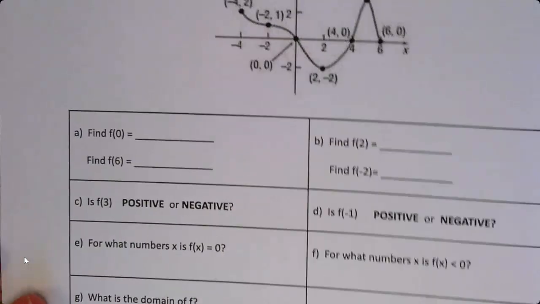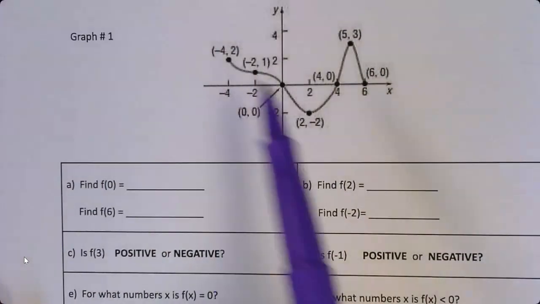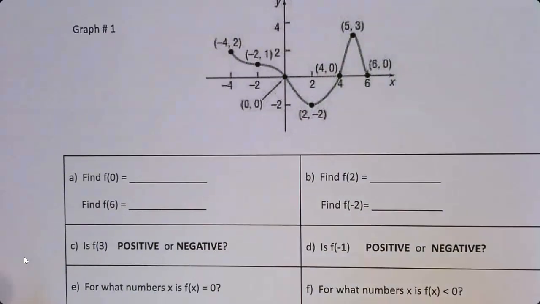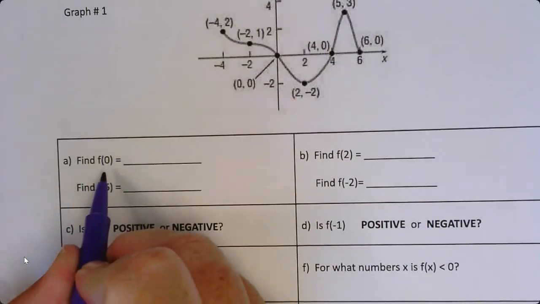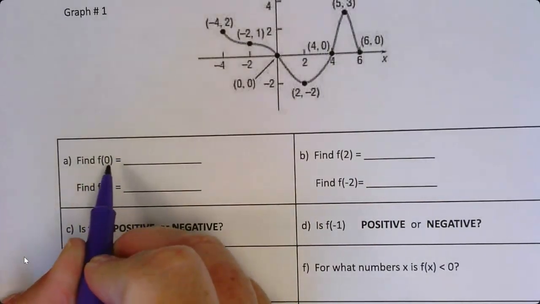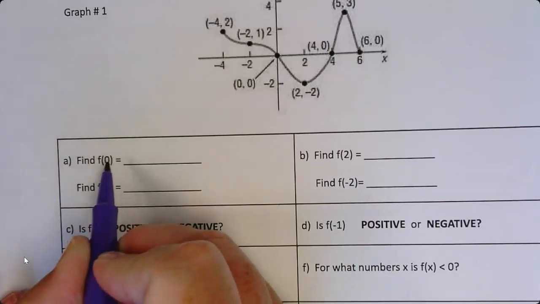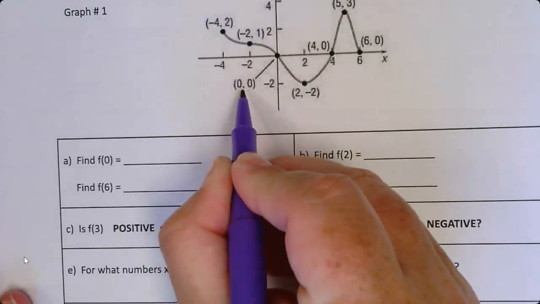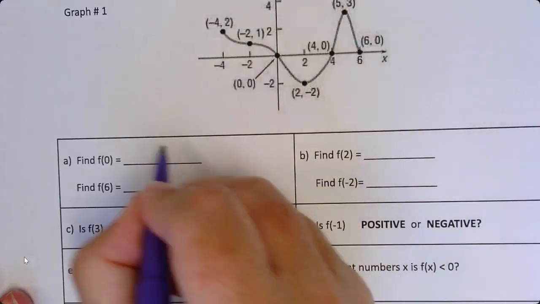Hey guys, so we're going to learn how to read this graph to answer these questions, okay? So here goes, find f of 0. What you're going to do is find when the graph touches x equals 0. So it touches it right here. There's my x value. So the y value is going to be 0.